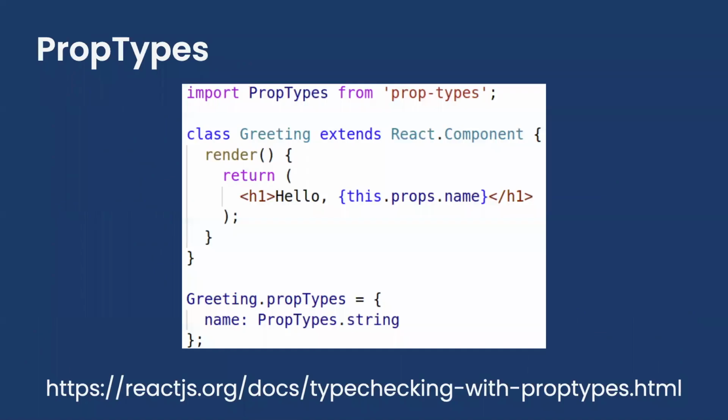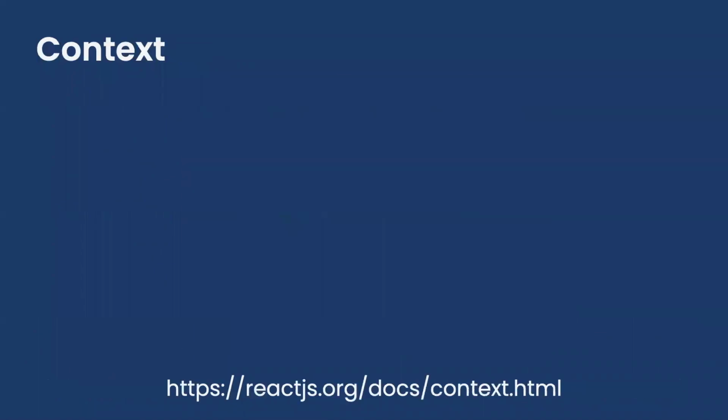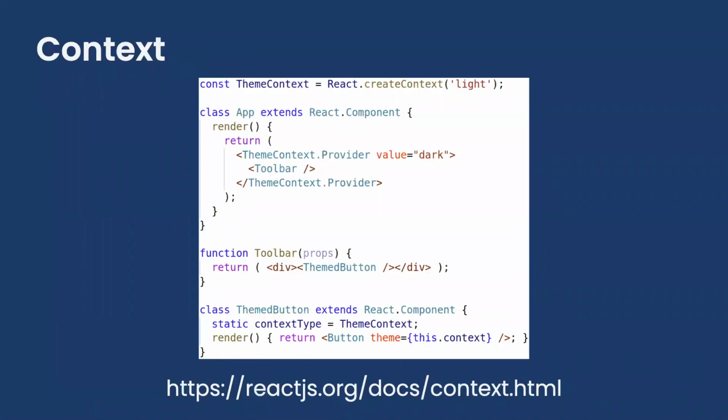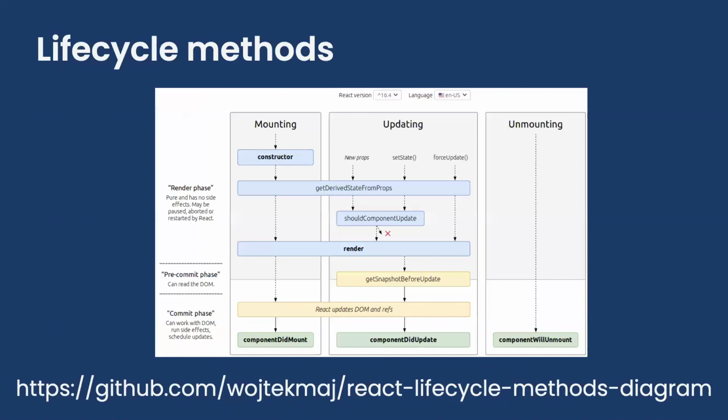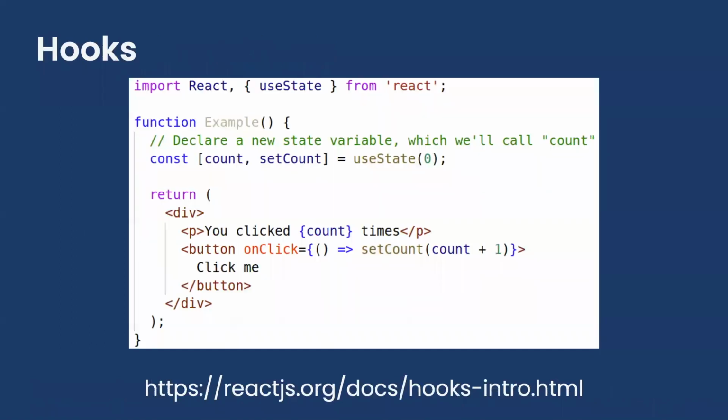Some other concepts: prop types, we talked about this briefly. Context, we didn't talk about this, but this is a way of sharing a kind of global state in your application. Lifecycle methods are not as common or as popular as they were a couple of years ago. Ever since the hooks API was introduced, it still applies, but it is not as relevant. And we also talked a little bit about hooks, which is a relatively new API.